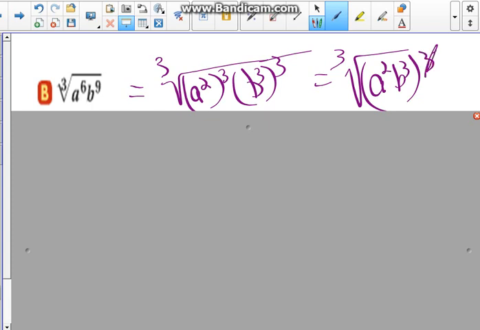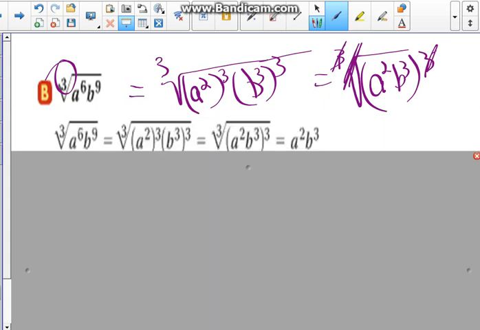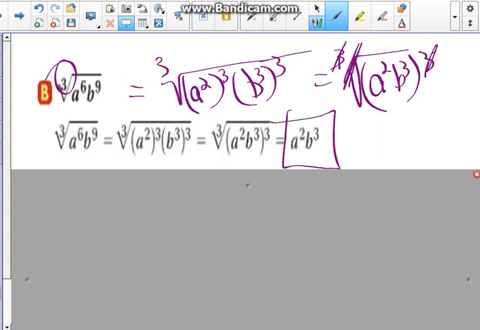And now we can clear our signs and we get, and this was odd, so we just leave off the absolute value, and it becomes a squared b cubed. Okay. So when it's even, you add the absolute value. When it's odd, no absolute value, just the answer.